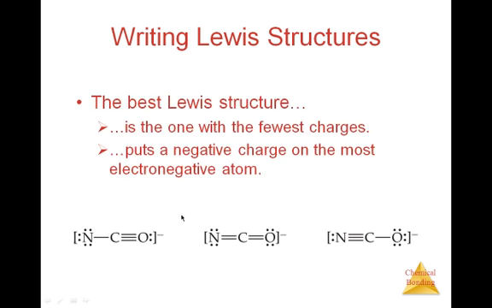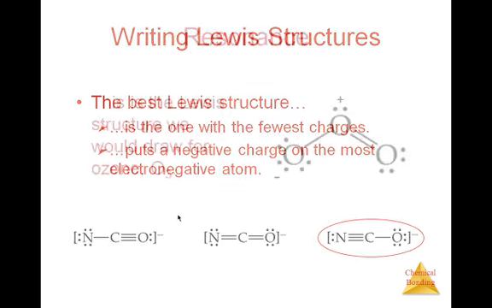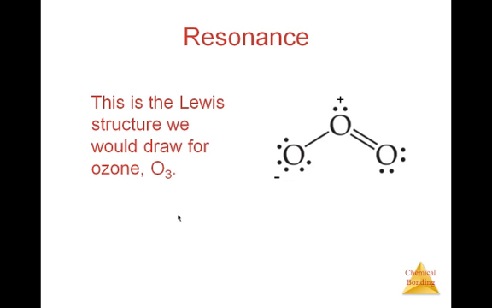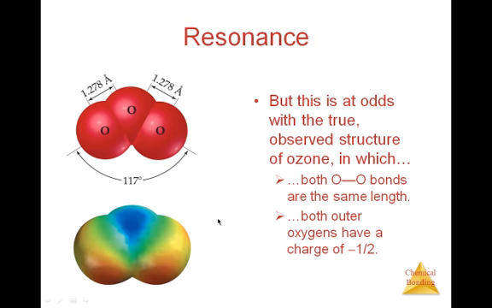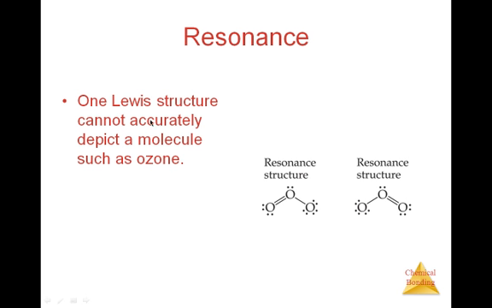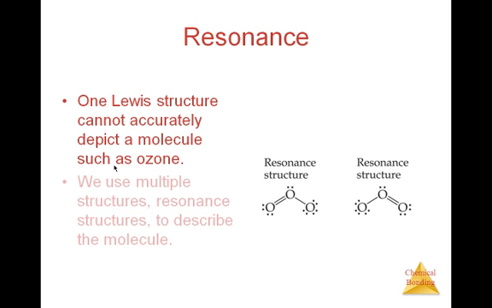This is actually the same thing I just said. The best Lewis structure is the one with the fewest charges. Always put a negative charge on the most electronegative atom. That's also very important. Here's a Lewis structure for ozone. Ozone has resonance, which means that the oxygen bonds are the same length, and each of them has a negative half charge. The Lewis structure can't accurately depict a molecule like ozone because the electrons are bouncing back and forth between both of the bonds.